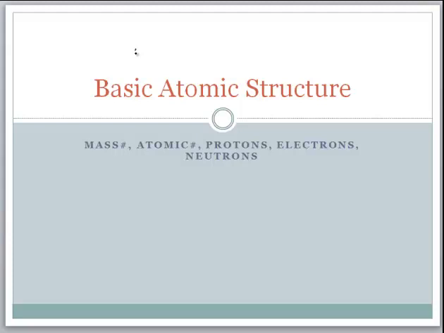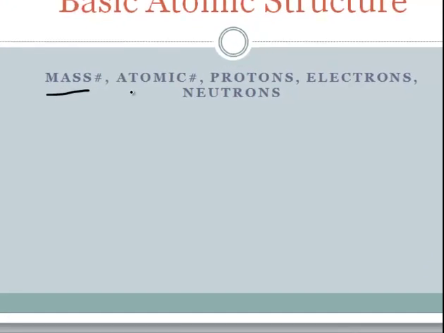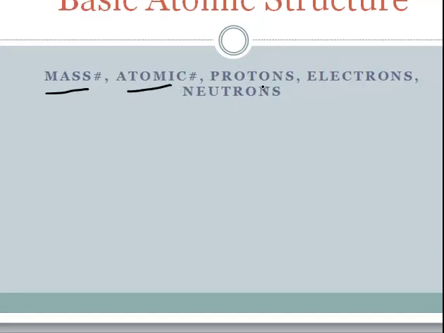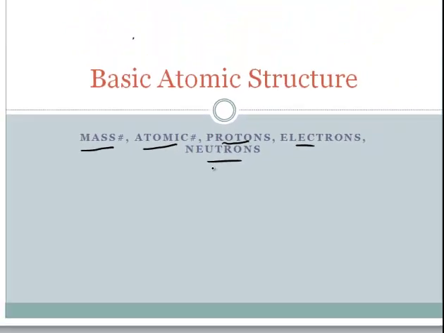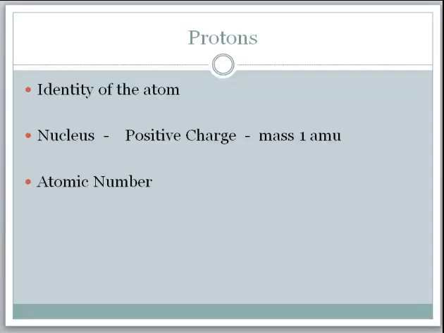Okay, what we're going to do in this vodcast is take a look at basic atomic structure. So we're going to look at the mass number, the atomic number, and then our three subatomic particles, which I'm sure you've all heard of already: the protons, the electrons, and the neutrons. So let's take a look at the first one. We're going to look at protons.